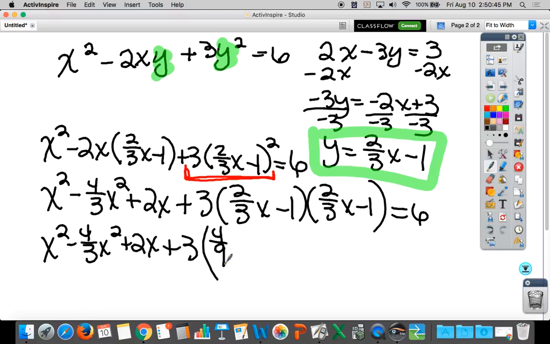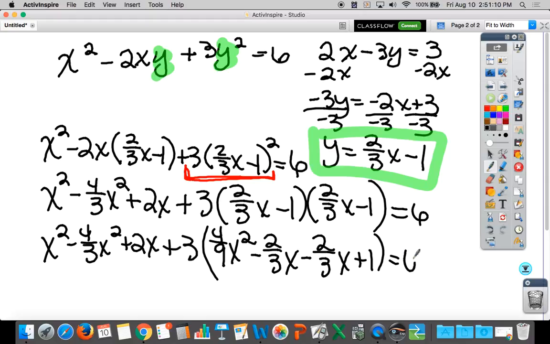4/9. X times x is x squared. Use your calculator if you need to. What's 2/3 x times -1? Okay. What's -1 times 2/3 x? What's -1 times -1? Okay.